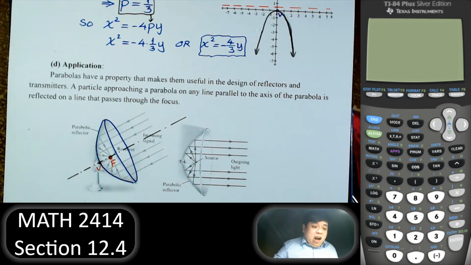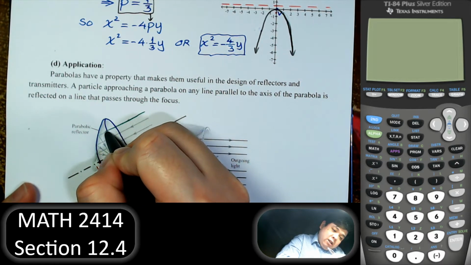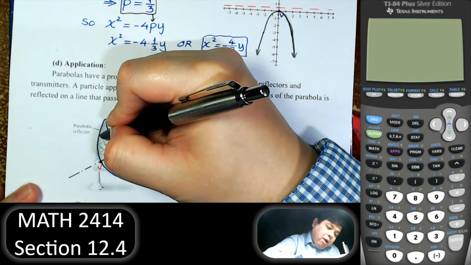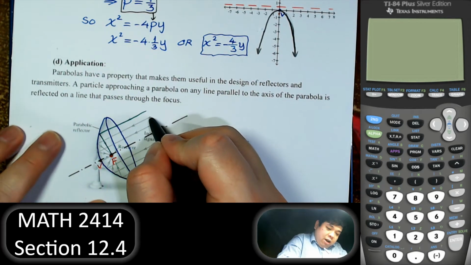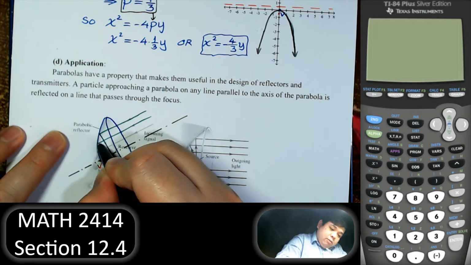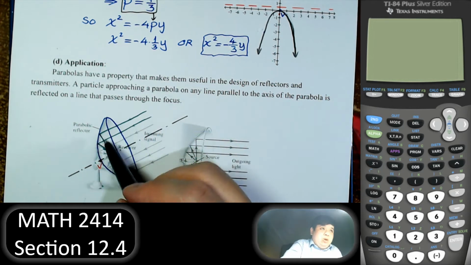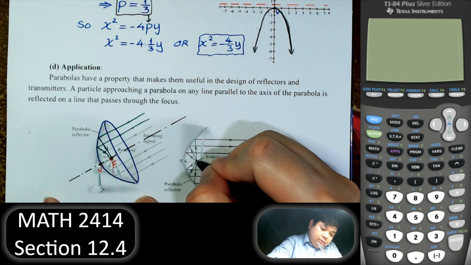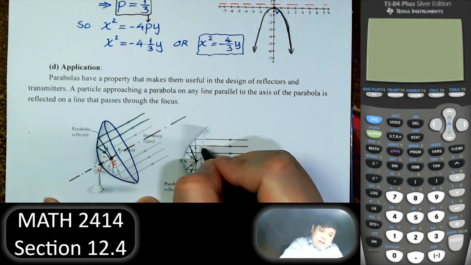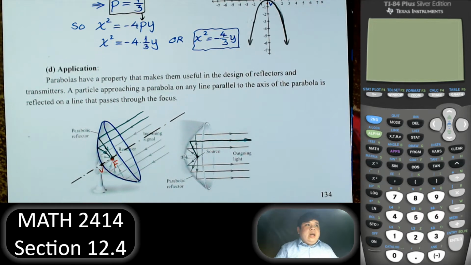Now, any line that is parallel to this axis, when it hits the surface, it will bounce to the focus. Doesn't matter how it goes. If it is parallel to the axis, it will go through the focus, and at the same time, if it goes through the focus, when it hits the surface, it will bounce parallel to the axis.